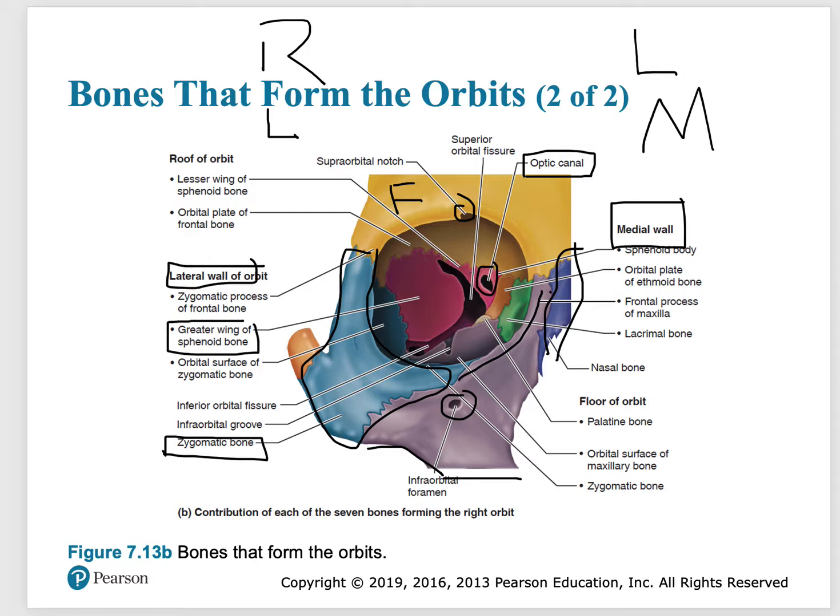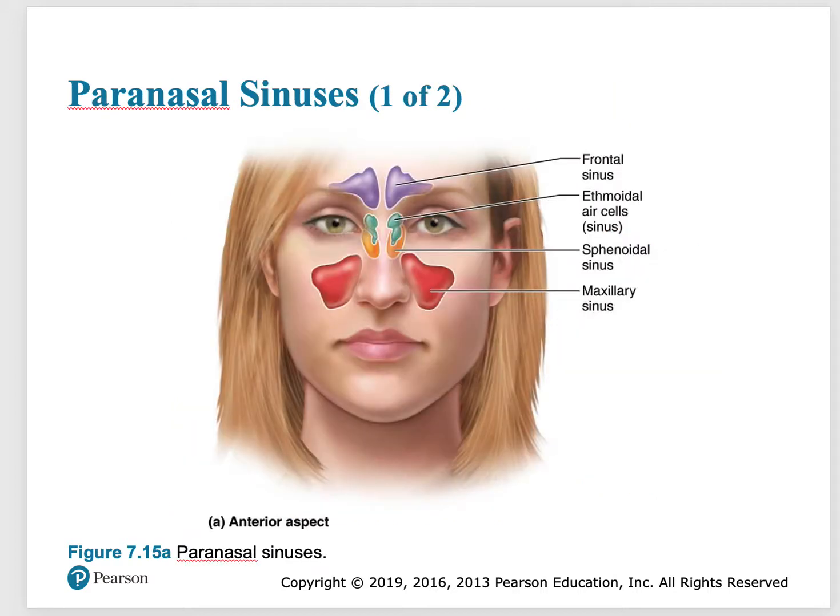Okay. We have our ethmoid bone, kind of right here. And then we also have that lacrimal bone right here, this green portion, okay? So looking at different bones of the orbit and just know what is involved and what is not involved. All right, so let's go ahead on to our paranasal sinuses.